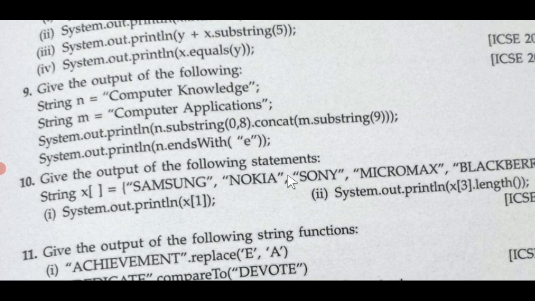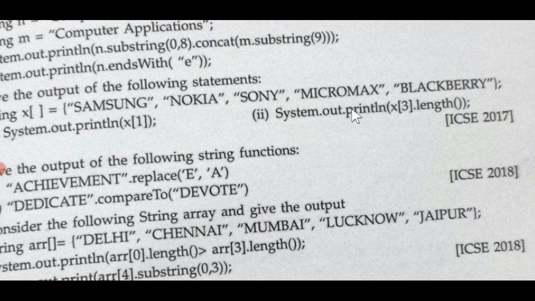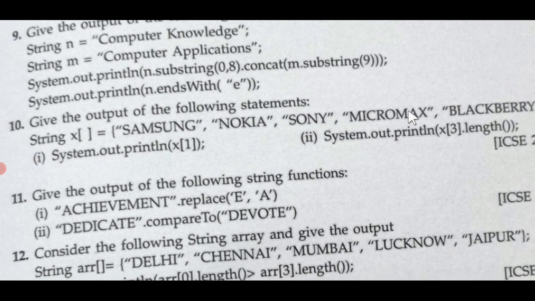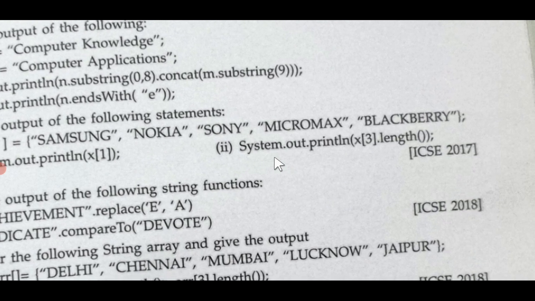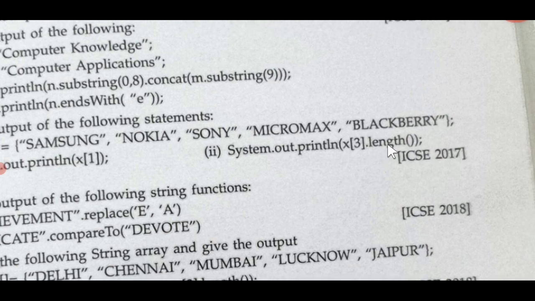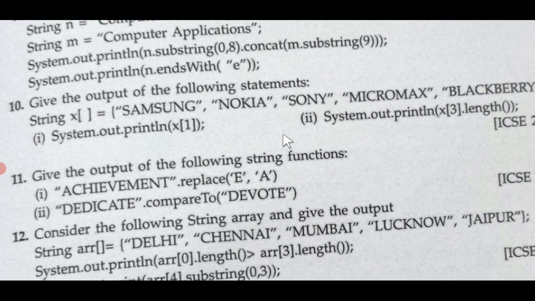Give the output of the following statements. So here you can see x equal to Samsung, Nokia, Sony, Micromax, BlackBerry. Then system dot out dot println x of 1, system dot out dot println x of 3 dot length. So here what we need to do, x of 1, so 0 1, so Nokia will be printed, and after that x of 3 dot length, so length of the fourth string, means 0 1 2 3, this is the fourth string, Micromax will be printed, its length. So 1 2 3 4 5 6 7 8, 8 will be printed on the screen.